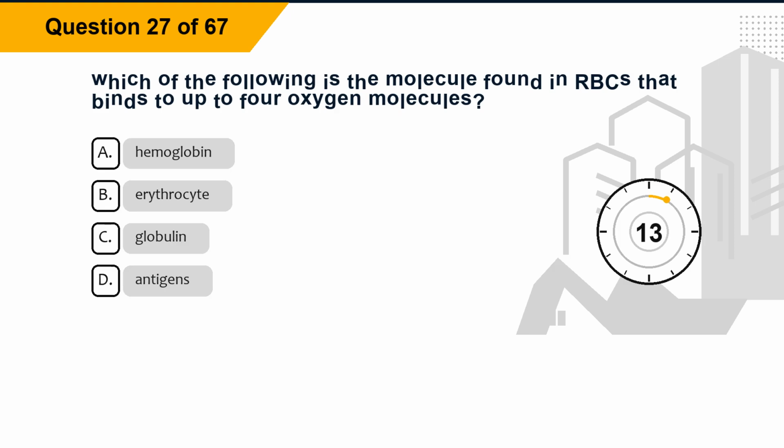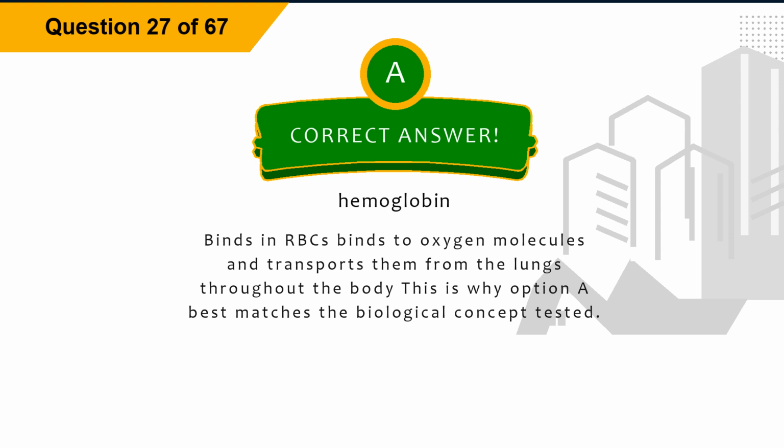Question 27. Which of the following is the molecule found in RBCs that binds to up to 4 oxygen molecules? Option A, hemoglobin. Option B, erythrocyte. Option C, globulin. Option D, antigens. The correct answer is option A, hemoglobin.